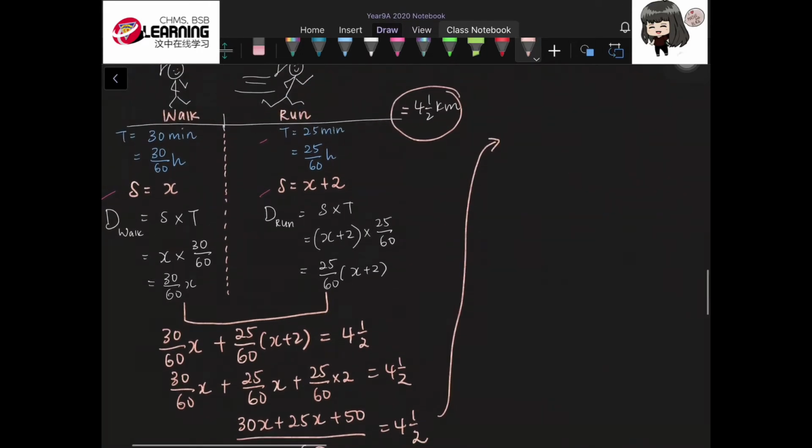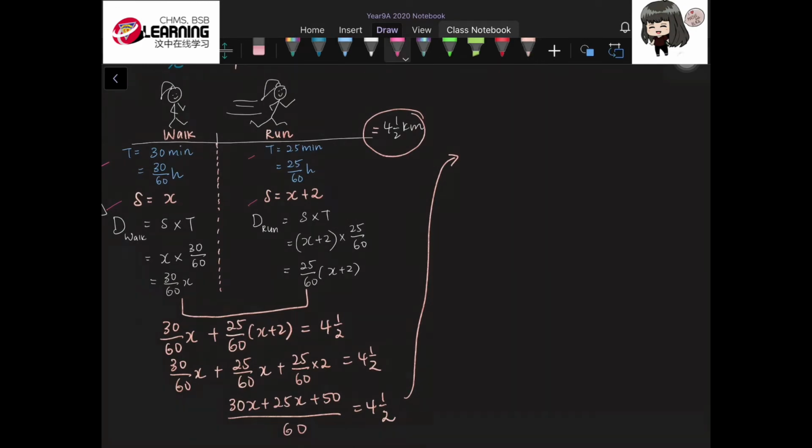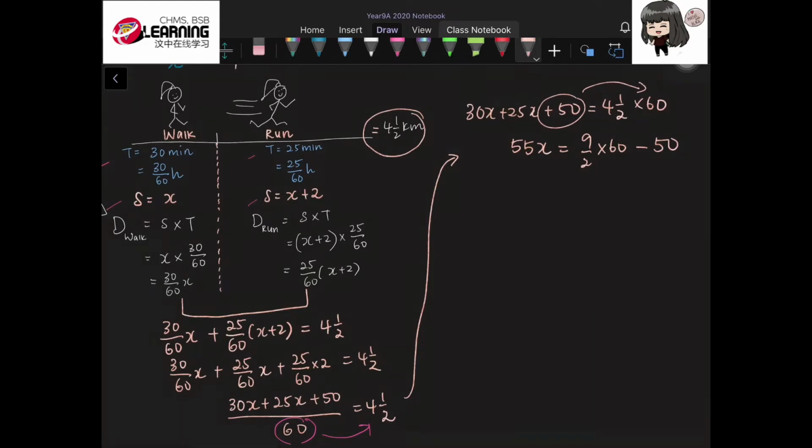So after that, I move the 60 to the other side, it becomes times. So 30x plus 25x plus 50 equals 4.5 times 60. So 30x plus 25x is 55x, and it equals 9/2 times 60, then minus 50 because you move the 50 to the other side, it becomes minus, and you will get 220. So x equals 220 divided by 55, because you move the 55 to the other side, it becomes divide. So your x is equal to 4.